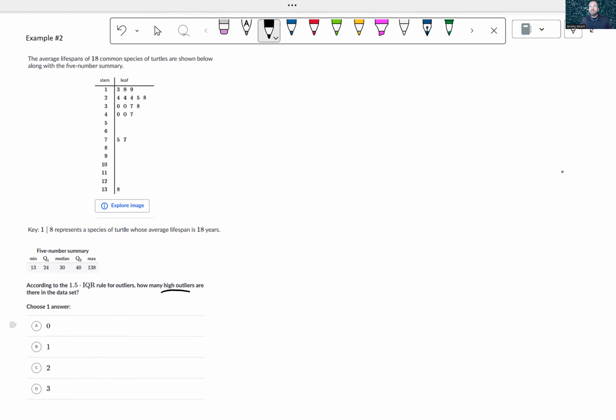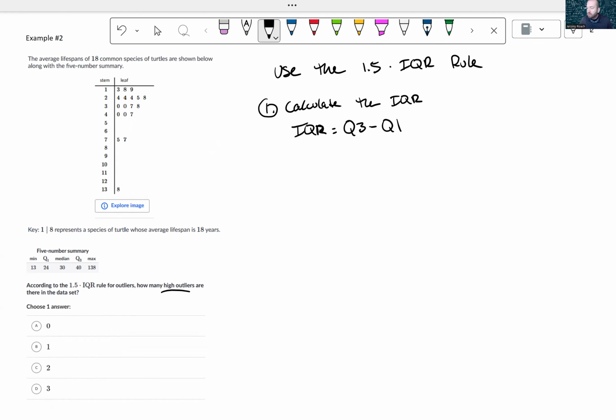And we've got our 5-number summary. So again, we're going to use the 1.5 IQR rule, and we're going to calculate the IQR for step 1. We've done this several times now, so this should be a good review. Q3, it tells us, is 40, minus Q1, which is 24. So the IQR is equal to 16.